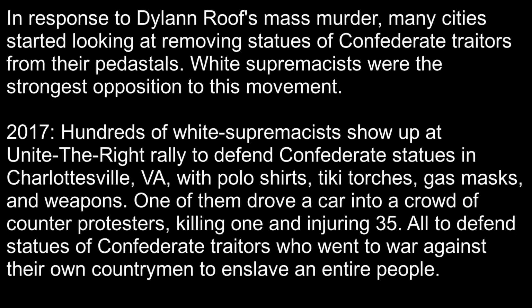In response to Dylan Roof's mass murder, many cities started looking at removing statues of Confederate traitors from their pedestals. White supremacists were the strongest opposition to this movement. In 2017, hundreds of white nationalists showed up at the Unite the Right rally to defend Confederate statues in Charlottesville, Virginia, with polo shirts, tiki torches, gas masks, and weapons. One of them drove a car into a crowd of counter-protesters, killing 1 and injuring 35. All to defend statues of Confederate traitors who went to war against their own countrymen to enslave an entire people.